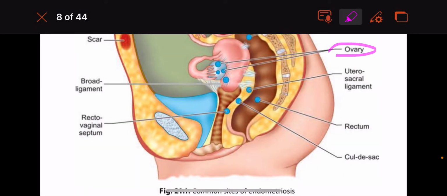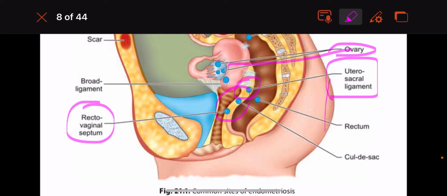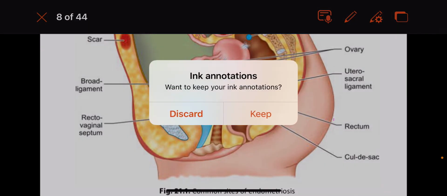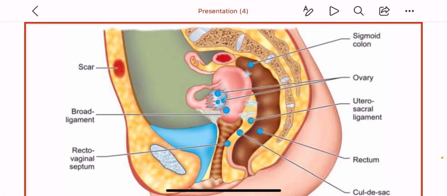You see the ovaries here, and then the uterosacral ligament which is found here. The pouch of Douglas is the space between the vagina anteriorly and the rectum posteriorly, and then here the broad ligament, and the rectovaginal septum, the vagina, and this is the rectum. So the connective tissue space is the rectovaginal septum. Now here, continuation.